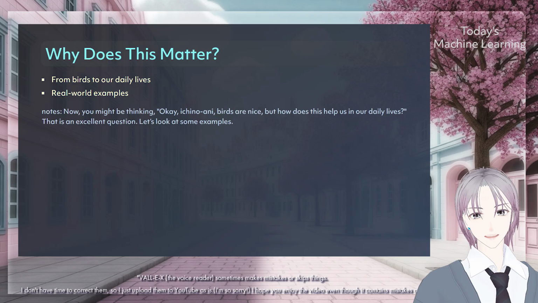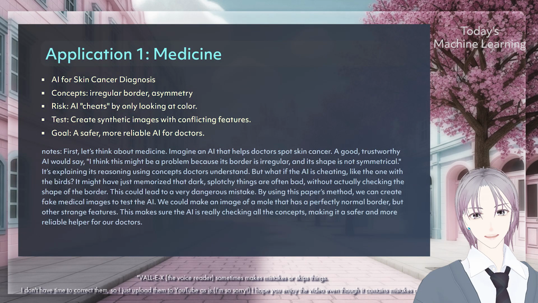Now, you might be thinking, okay, I know, birds are nice, but how does this help us in our daily lives? That is an excellent question. Let's look at some examples. First, let's think about medicine. Imagine an AI that helps doctors spot skin cancer. A good, trustworthy AI would say, "I think this might be a problem because its border is irregular, and its shape is not symmetrical." It's explaining its reasoning using concepts doctors understand.